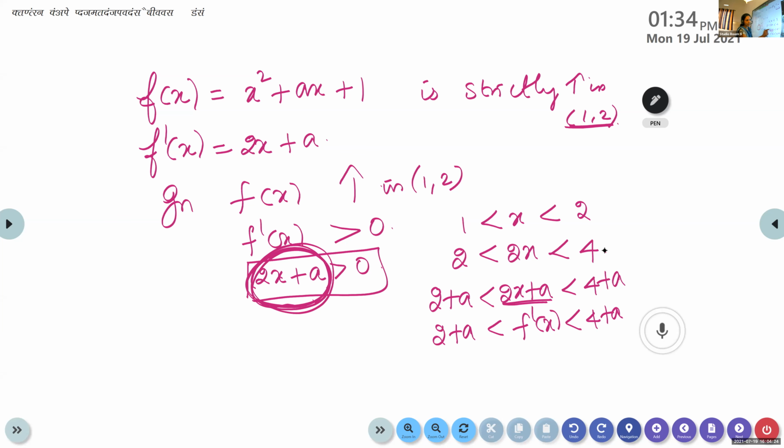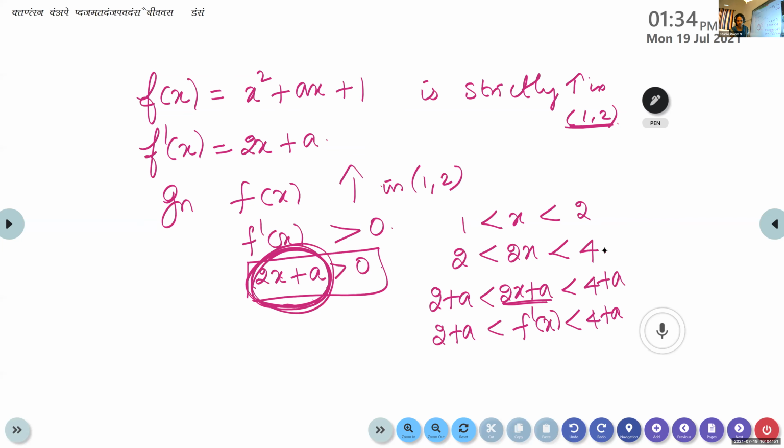Then we add a. When we add a, 2 plus a is less than 2x plus a, which is less than 4 plus a. But what is 2x plus a? It is our f dash of x. So we get f dash of x lies between 2 plus a and 4 plus a.